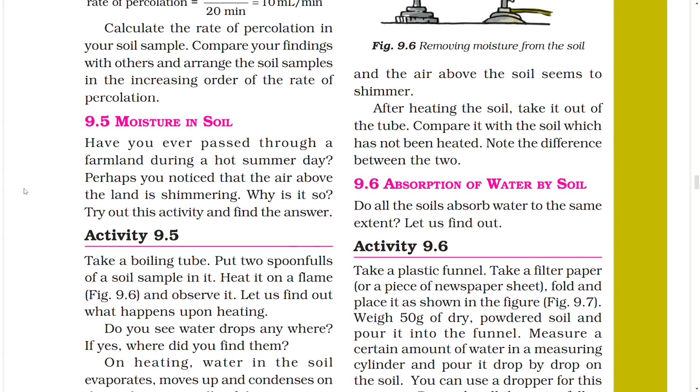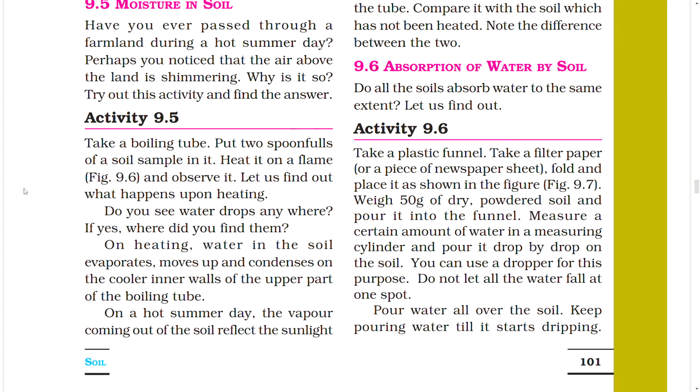9.5 Moisture in soil. Have you ever passed through a farmland during a hot summer day? Perhaps you noticed that the air above the land is simmering. Why is it so? Try out this activity and find the answer. Activity 9.5. Do this. Take a boiling tube, put 2 spoonfuls of a soil sample in it, heat it on a flame, as shown in the figure, and observe it. Let us find out what happens upon heating.